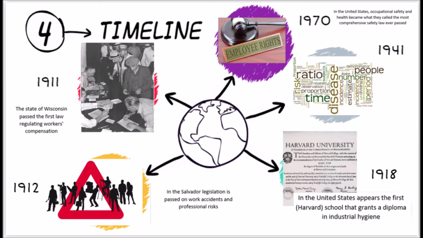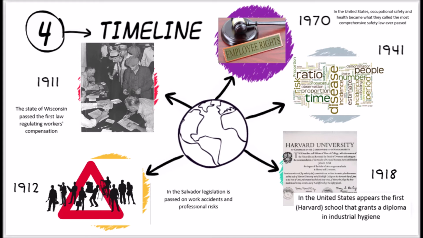In 1911, the state of Wisconsin passed the first law regulating workers' compensation. In 1912, in El Salvador, legislation is passed on work accidents and professional rights. In 1908, in the United States appeared the first school that grants a diploma in industrial hygiene. In 1941, calculation of frequency, severity, and accident rates are made.